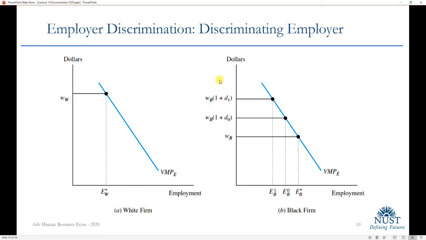So it will be more expensive to hire a black worker as compared to the white worker. So the employer will prefer to hire white workers right here. So this firm is a white firm because its discrimination coefficient is higher than D1. So this firm only hires white workers here, and this firm only hires black workers here, because even after incorporating for the discrimination coefficient, these black workers are cheaper for this firm.